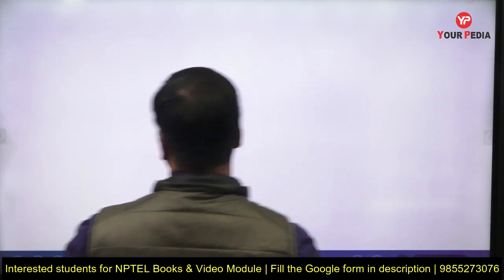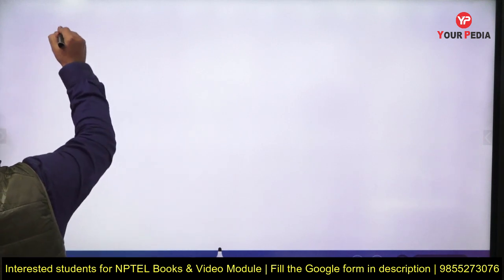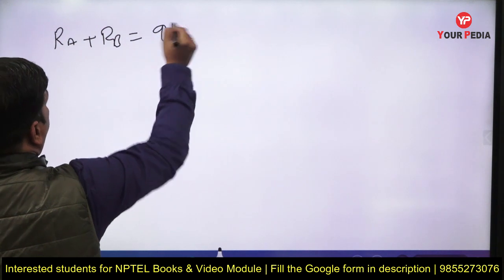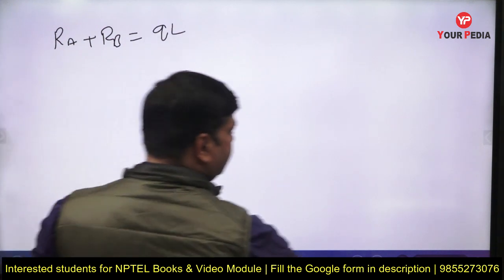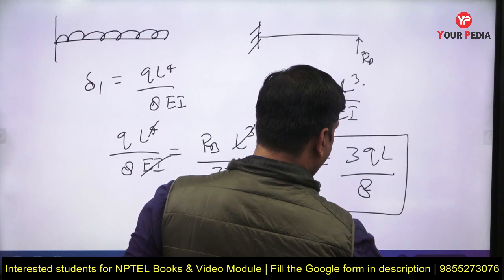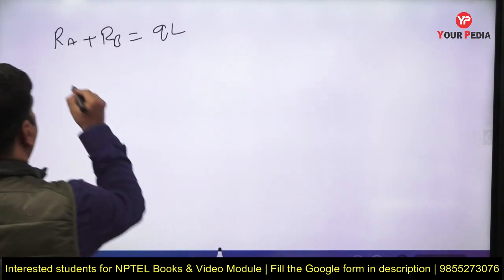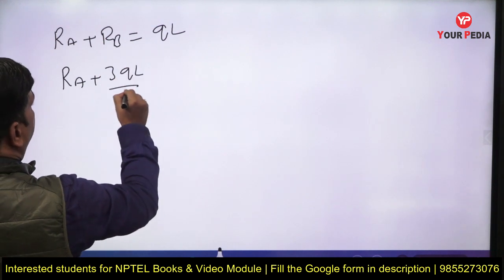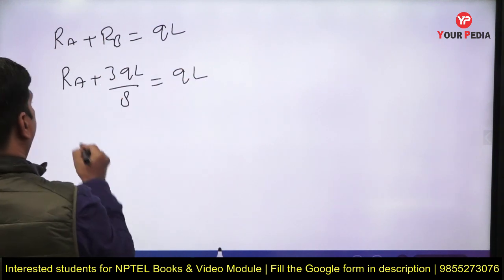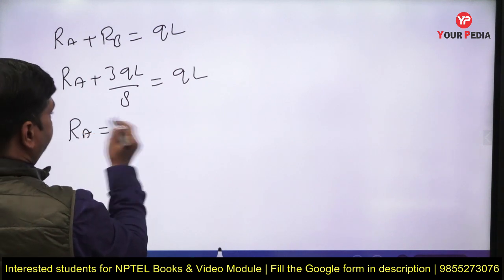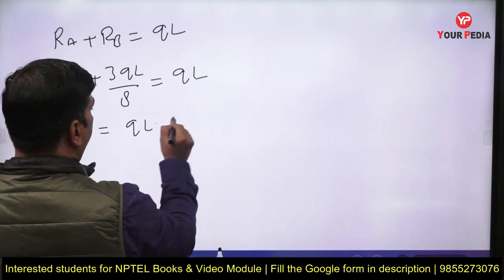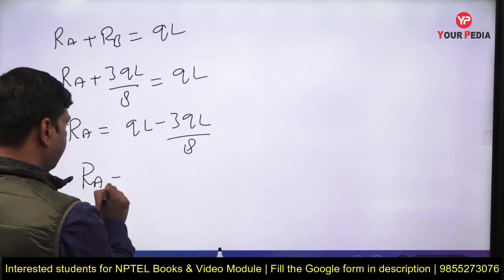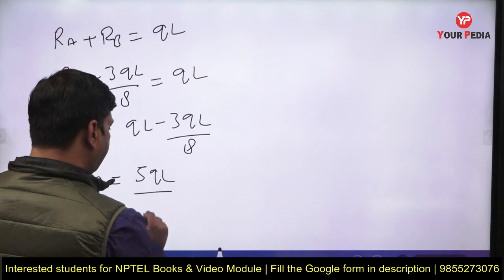Now again, as we know, RA plus RB equals q into L. RB comes to be 3 q L by 8, so RA plus 3 q L by 8 equals q into L. So the RA value comes to be q L minus 3 q L by 8, that is 5 q L by 8.